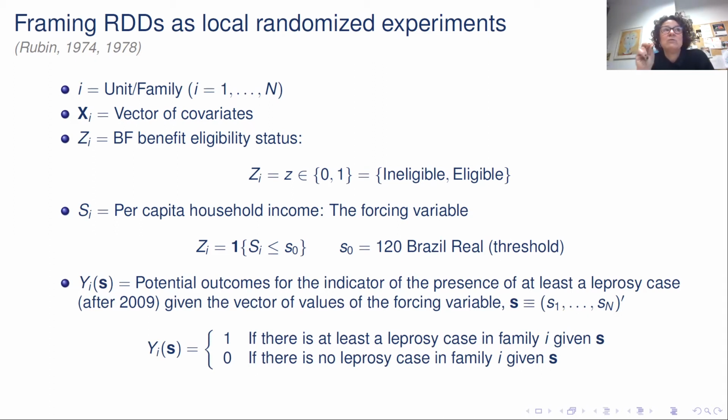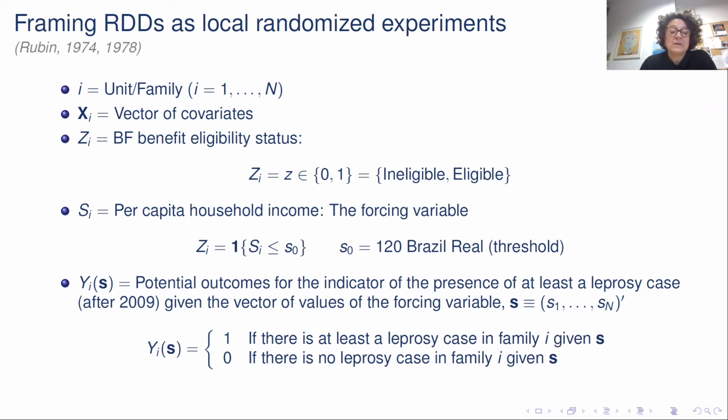So to state the other assumptions that characterize RDDs as local randomized experiments, I will now introduce some notation that is rather straightforward. We assume that we observe a vector of covariates for each family. Z will denote the benefit eligibility status, 1 for being eligible, 0 for being ineligible. S_i, the per capita household income, is the forcing variable. And Z, again, because we are in a sharp regression discontinuity design, is a deterministic function, or step function, of this forcing variable.